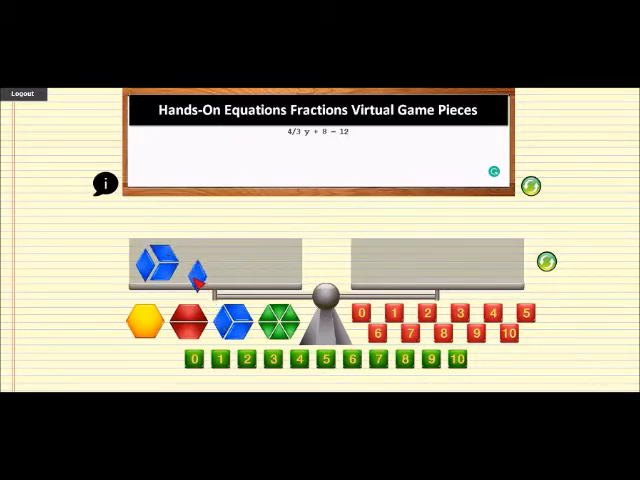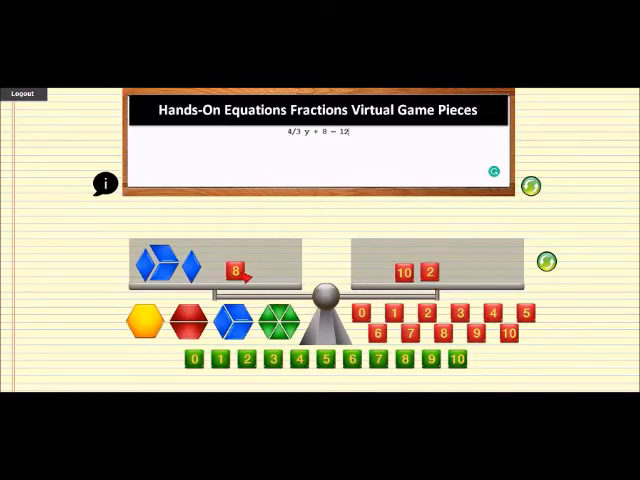And now we have 4/3 of y plus 8, a constant of 8. And on the right side, we have the value of 12. So we have a 10 cube and a 2 cube. We now can proceed to use legal moves.